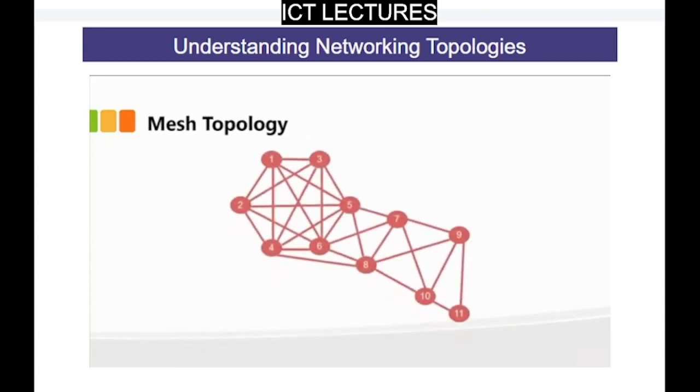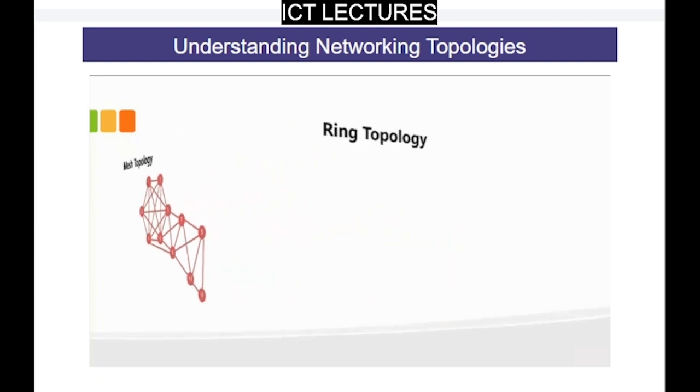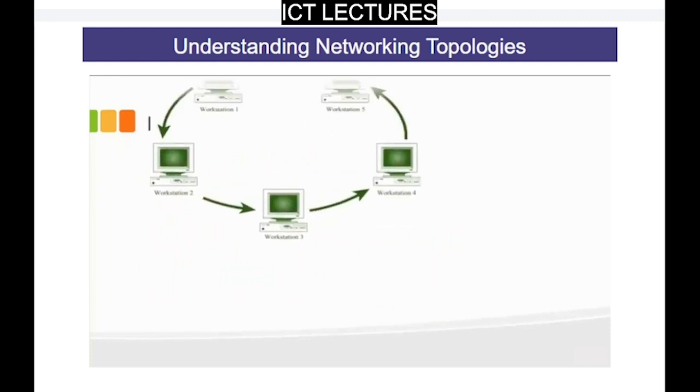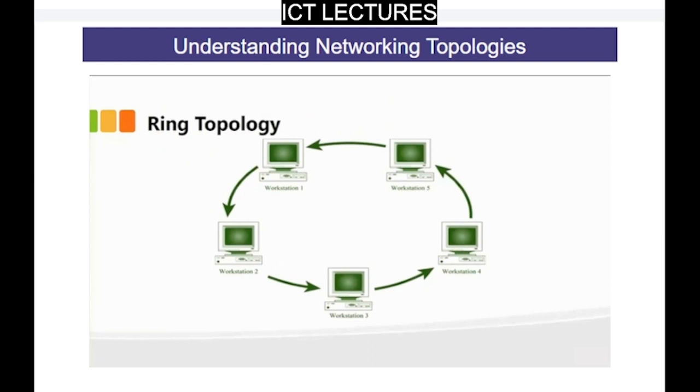Then we have the mesh, which is a combination of your star and bus or ring. So it's just a combination of different topologies that you can deploy within your own environment. That's all there is to it. And next, of course, we have a ring topology, just a bunch of workstations connected together to form a ring format, where data is flowing, and you're sharing resources from one node to the other.